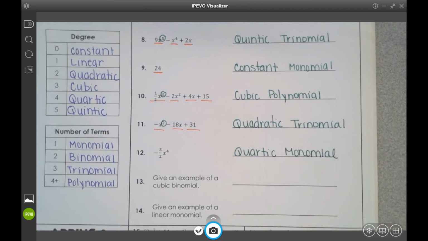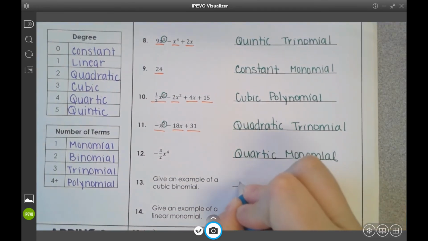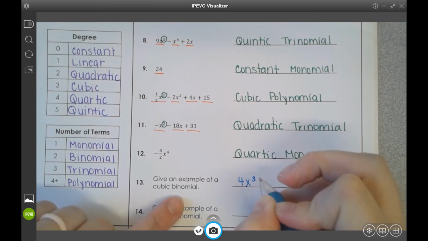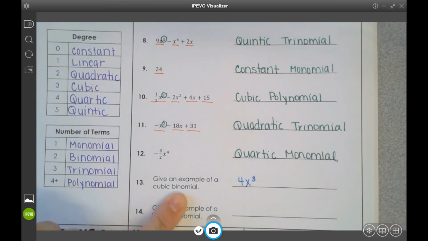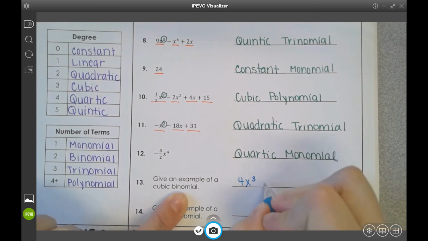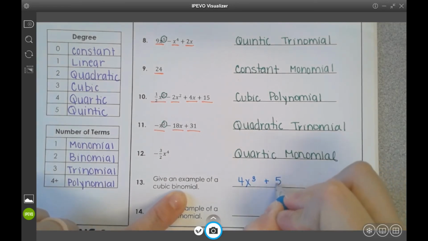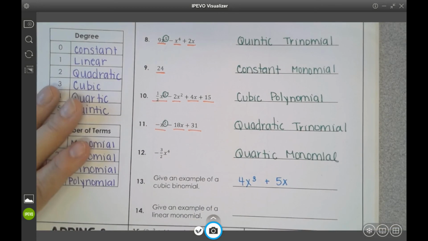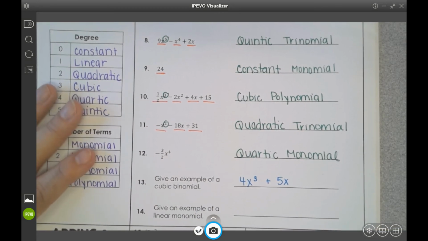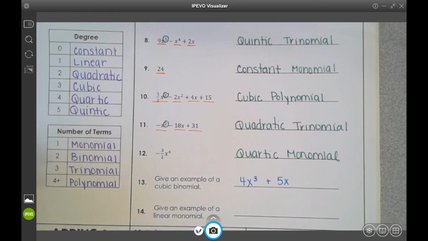And then 13 and 14 is backwards. It's giving you the name, and you need to come up with an example. There are infinite possibilities for right answers. So a cubic binomial. It's got to have at least an x cubed. So let's say we can make it 4x cubed. And because it's a binomial, I need another term. So I need to add or subtract something. So I can add 5x. That would be an example. You could just have x cubed plus 1. But you have to have at least x cubed, and you have to add something.